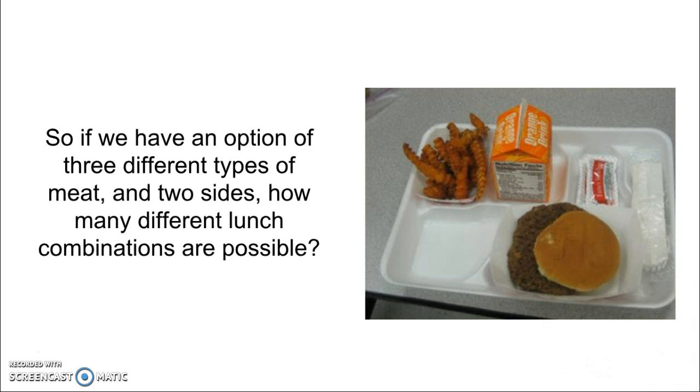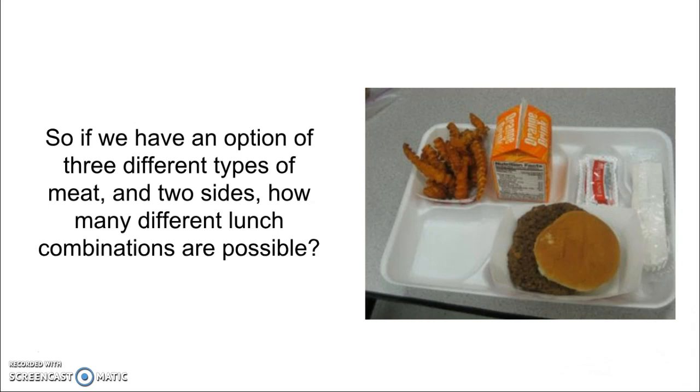So as an example, if we're in the lunch line and it turns out that at lunch we have an option of 3 different types of meat on a sandwich and we can select from 2 sides, the question is how many different lunch combinations are possible. So you could go burger and fries, burger and chips. That would be 2 different possibilities.